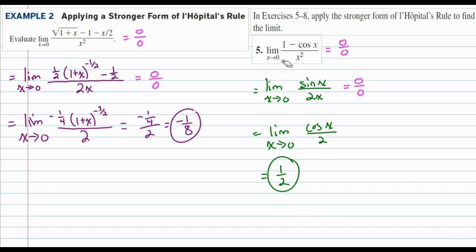So if I were to graph the function (1 minus cosine of x) over x squared, the limit of the y values as x approaches 0 is 1/2. Basically the point (0, 1/2) is the removable discontinuity there.